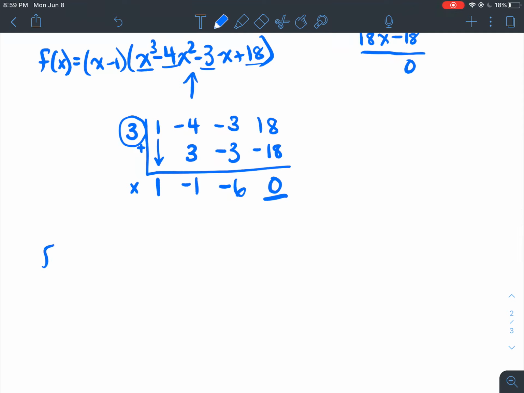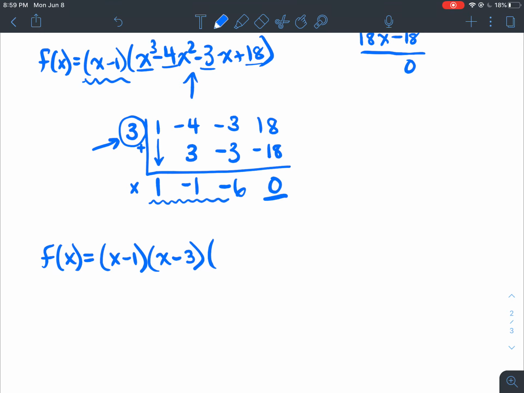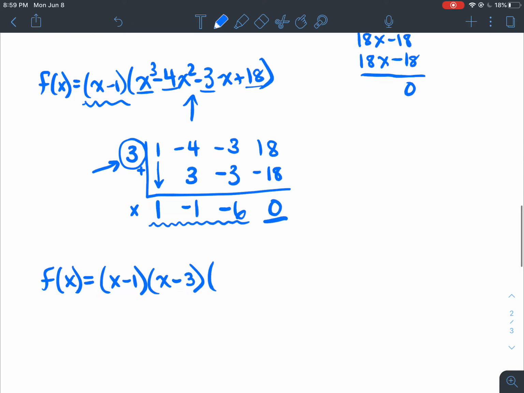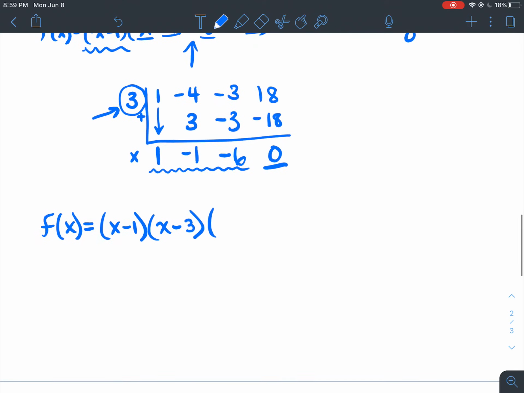So if we're writing this expression, we've got the x minus 1 already. That just stays there. Then this 3 is a factor, or a root. So in a bracket, I would write it as x minus 3, since 3 is the actual root. And to get my final bracket, I would use these as my coefficients. I know it's going to be 1 degree less than what I started with. I started with the cubic function, so now it's going to be quadratic. It's going to be 1x squared minus x minus 6.